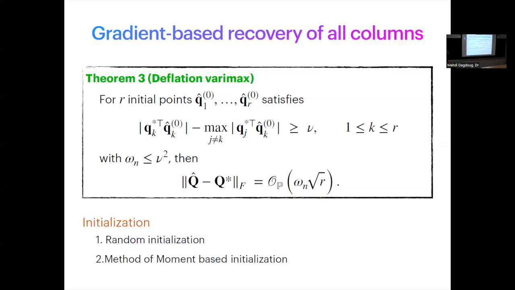And now the question really boils down to how to complete this theorem, right? How do we initialize? We discussed two initialization schemes in the paper. I don't think I have time to discuss both, but I'll focus on random initialization and then briefly mention the method of moments. There are two ways to estimate them. Random initialization is easier to implement, but it requires a stronger condition on the sample size. Method of moments is computationally more expensive, but it requires weaker sample complexity. That's the whole idea.